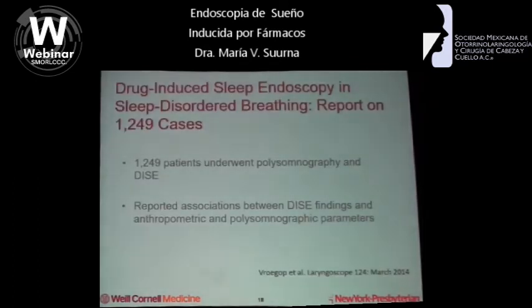So once the acoustic endoscopy was introduced, we started looking at what kind of information we can get from it. This is a study that was published a few years ago. They looked at 1,249 patients who underwent drug-assisted endoscopy and also polysomnography. They tried to associate the findings between severity of sleep apnea and findings in drug-assisted endoscopy.